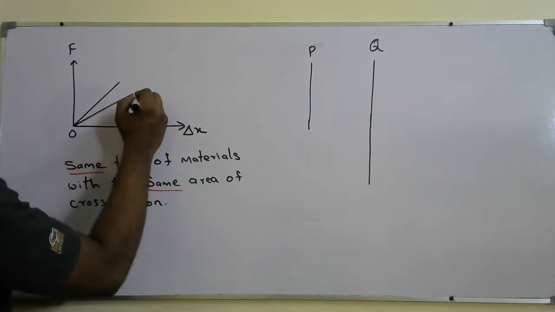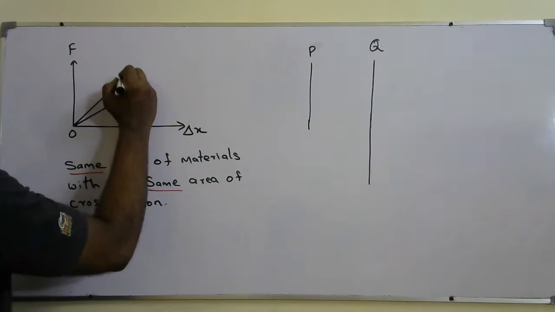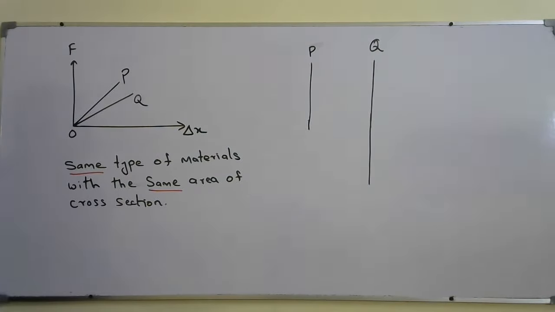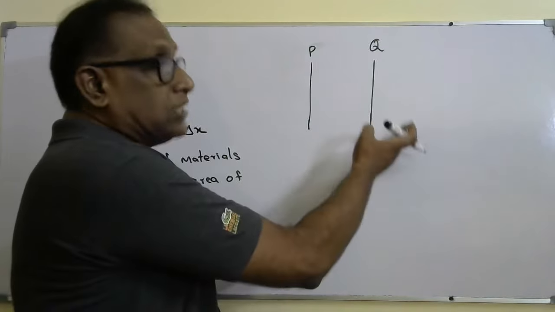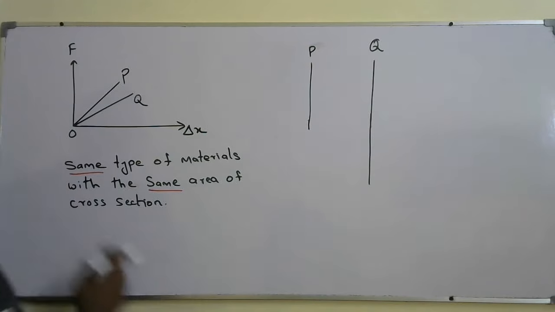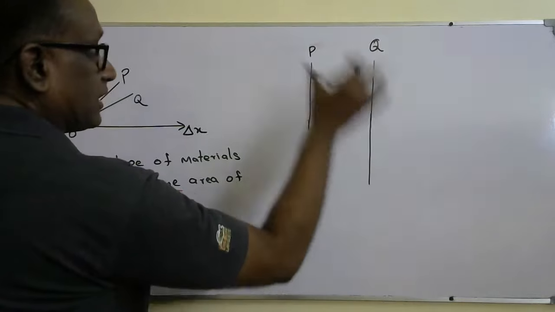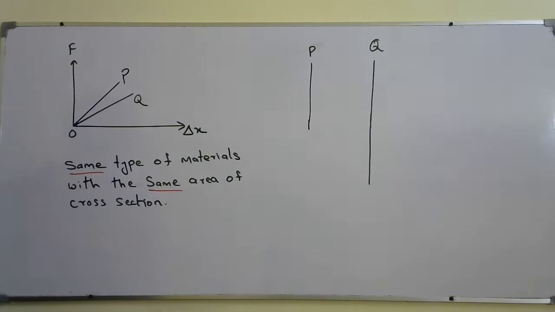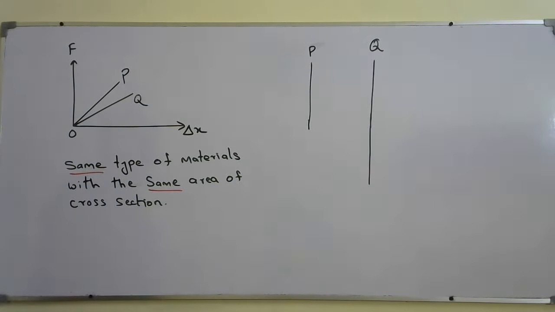So the longer wire will give a lower gradient, that is lower stiffness, and the shorter wire will give a greater gradient, greater stiffness. It could be an MCQ question. Remember that. Same type of material, same area of cross section, but one wire is longer, the other is shorter. If you plot the force-extension graph on the same axis, the longer wire will have a lower gradient, that means less stiff. The shorter wire will have a greater gradient, that means more stiffness. The reason I'll explain later when I start Young modulus.